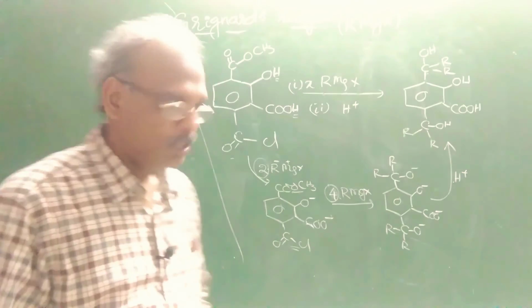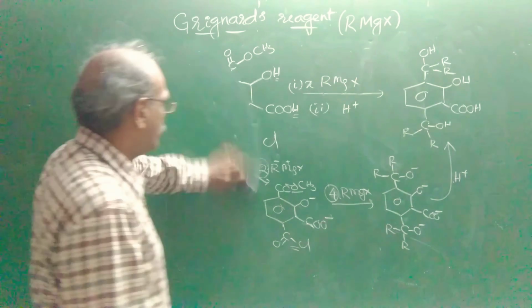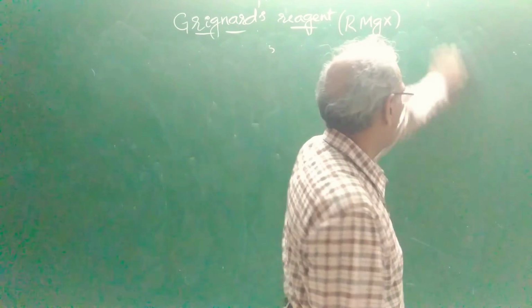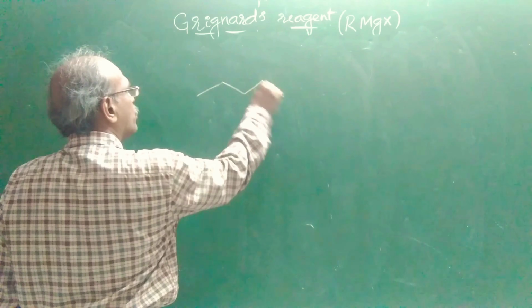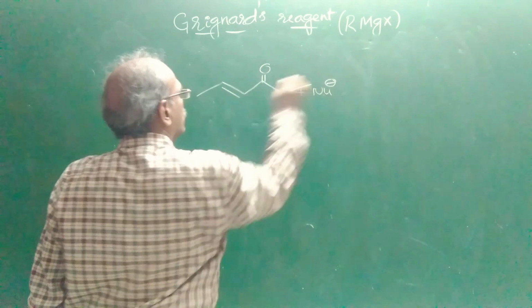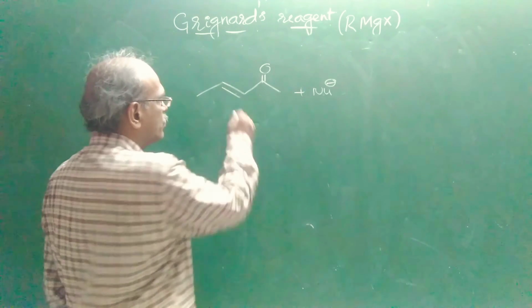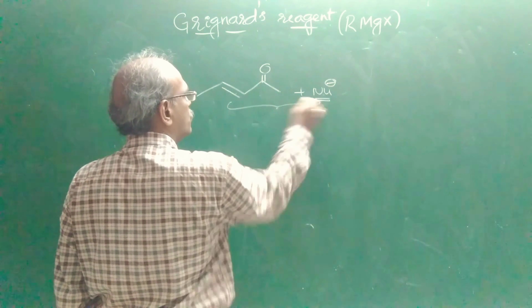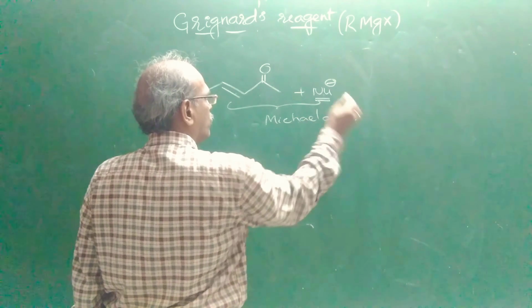So this is about Grignard's reagent in brief. We have already seen Michael addition. Not only for Grignard's reagent, the Michael addition can be written for any nucleophile, the reaction of a nucleophile with a conjugated aldehyde or ketone, that is here RMgX, R minus. In general, a nucleophile. That is said to be Michael addition. We already did this.